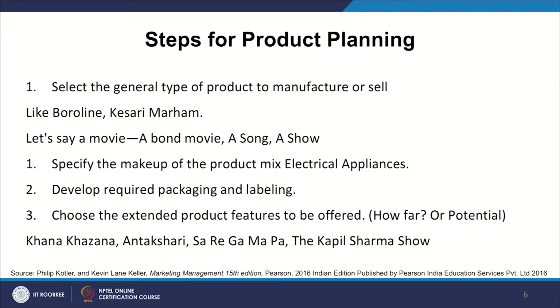Steps for product planning: select the general type of product to manufacture or sell, like Borolene for example. One product to be taken to the customers. Kesri Marham is one of my favorite examples. It's one product which this organization has been selling for generations.